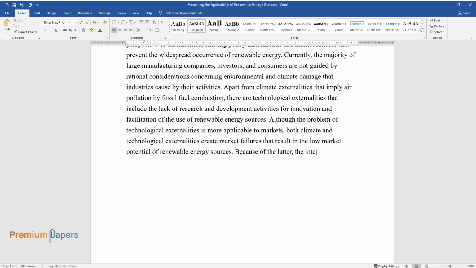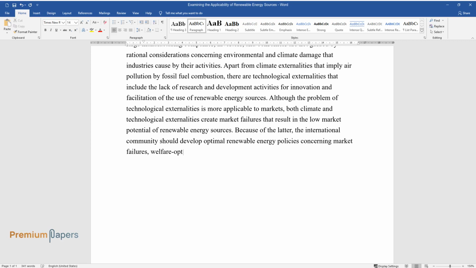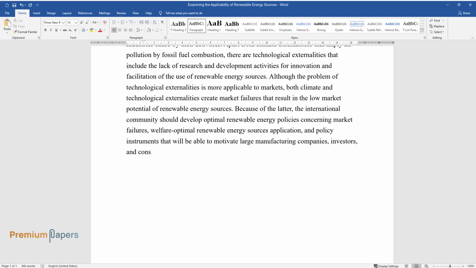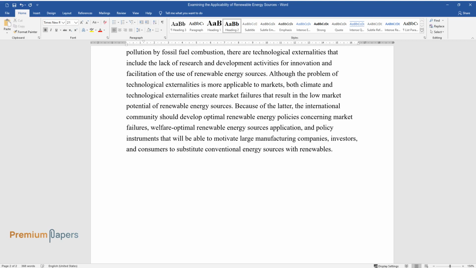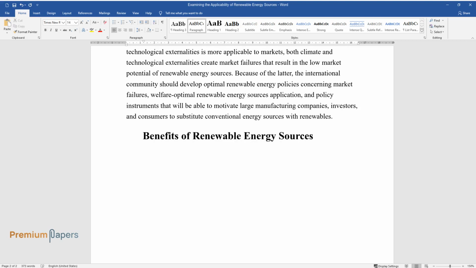Because of the latter, the international community should develop optimal renewable energy policies concerning market failures, welfare optimal renewable energy sources application, and policy instruments that will be able to motivate large manufacturing companies, investors, and consumers to substitute conventional energy sources with renewables.